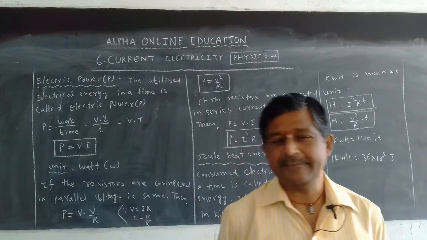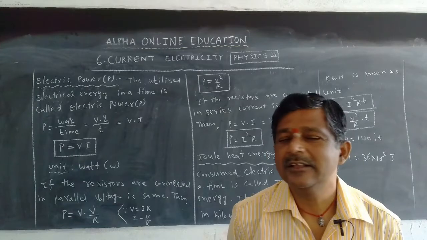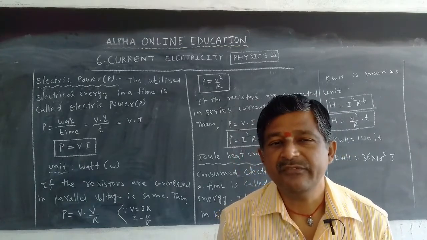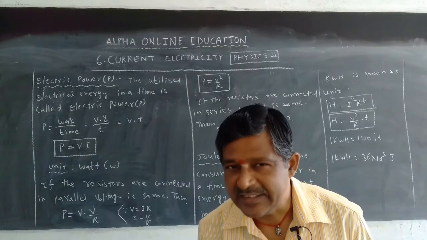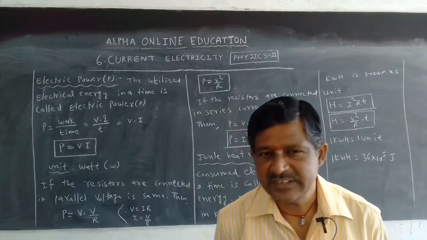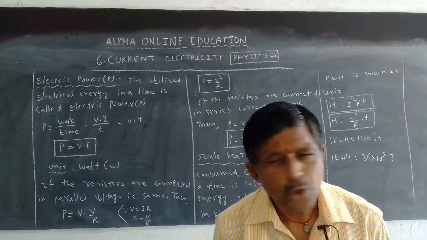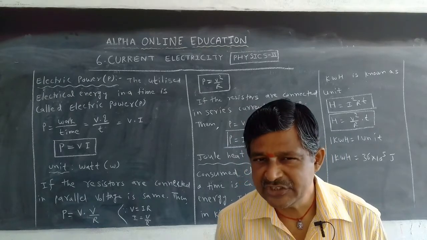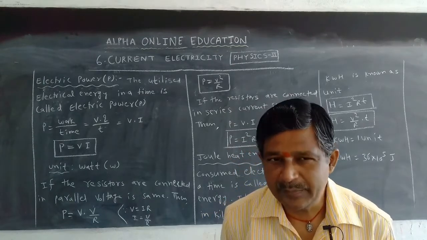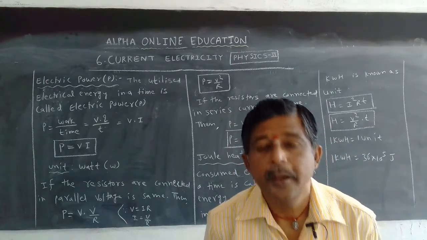And one more thing, in parallel, if any one appliance fails, it does not affect the other appliances. In the house, if the tube light burns out, is the fan affected? No. Why? Are they connected in series or parallel? Parallel. That's why the household appliances are always connected in parallel.